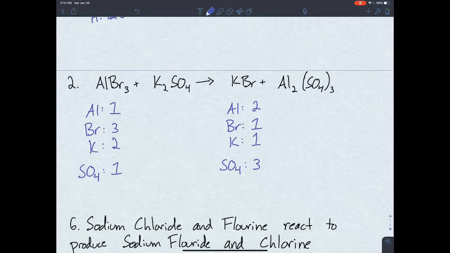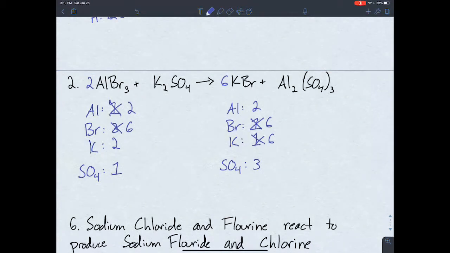Okay, so I can start anywhere I want. Let's start with aluminum. I'm just going to go down the line so you can see the order I'm going in a little simply. Okay, so I have 2 aluminums on my product side, 1 on my reactant side, so I'm going to make it 2 on my reactant side. Now by doing that, I also affect my bromine, so now I have 2 times 3 bromines, I have 6 bromines. All right, now over here, I have 1 bromine right now, so I'm going to make my potassium bromide, this whole molecule, I'm going to get 6 of them. Okay, so now this bromine is 6, this potassium is 6.